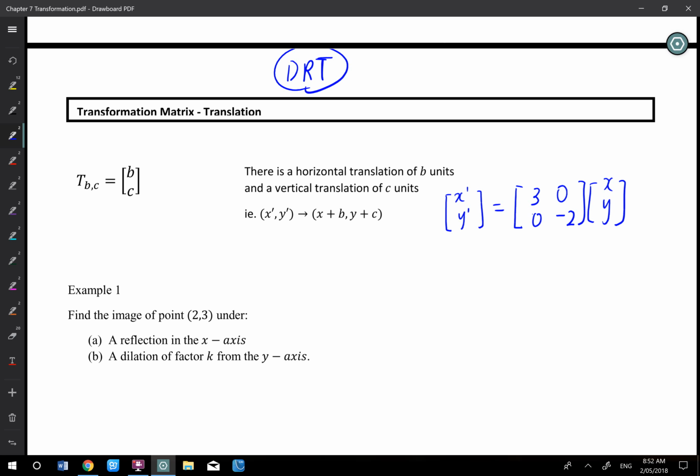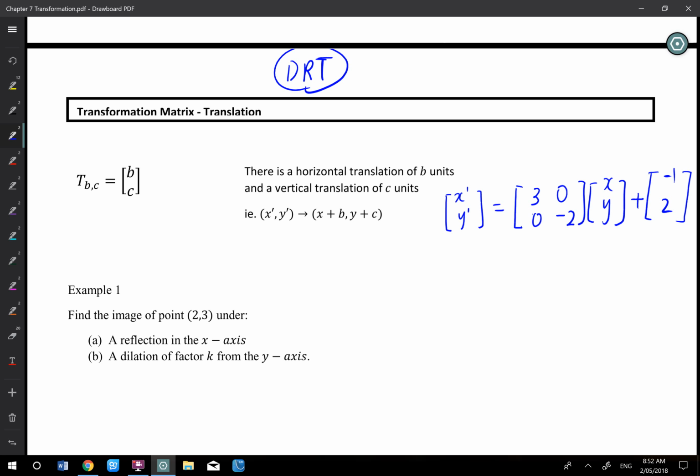Why do we follow DRT order? You can see that dilation happens first, reflection happens after that, and then we add a 2 times 1 matrix. For example, I add -1 and 2. This means moving 1 unit to the left and 2 units up. The top one is in charge of the x movement and the bottom one is in charge of the y movement.